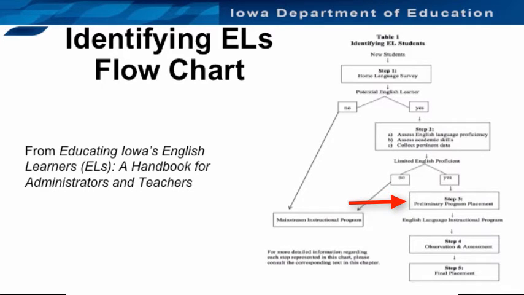You place them in an appropriate English language instruction program, and then in step 4, you observe them and continue with your assessment in order to finally place the student in the appropriate language instruction education program in step 5.